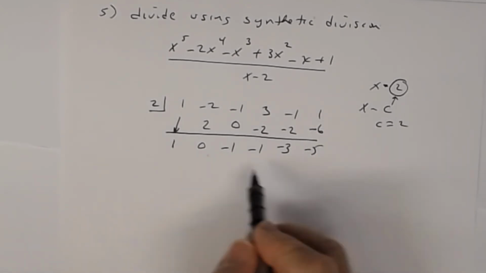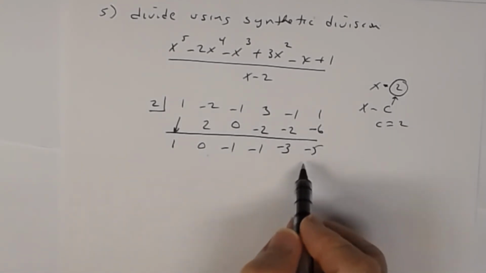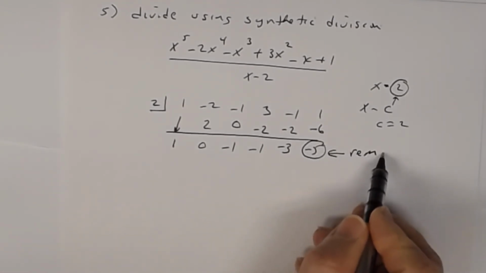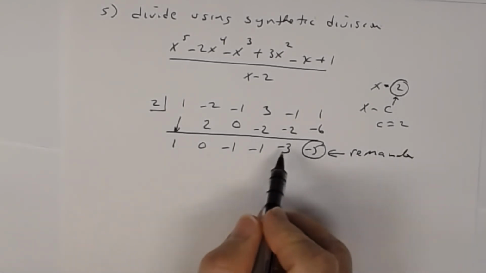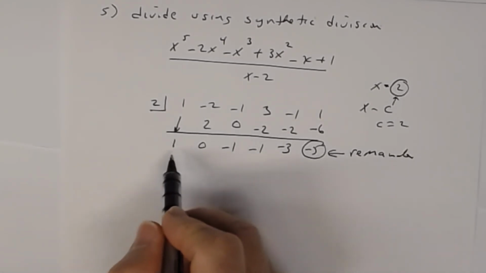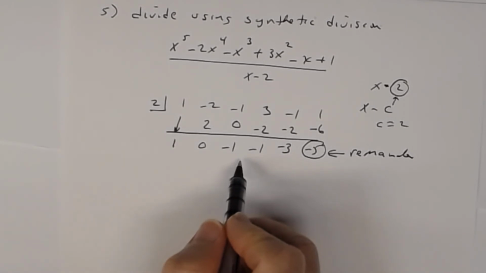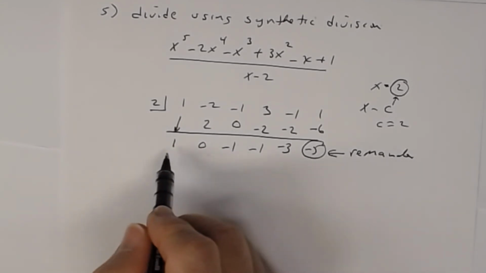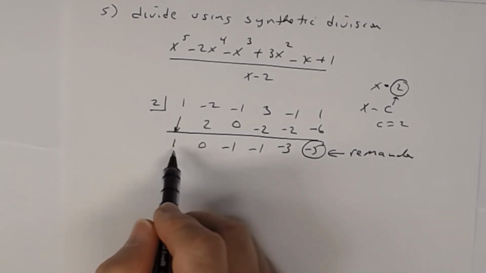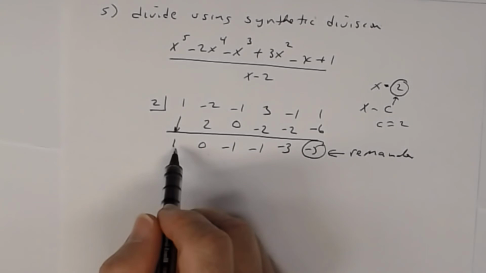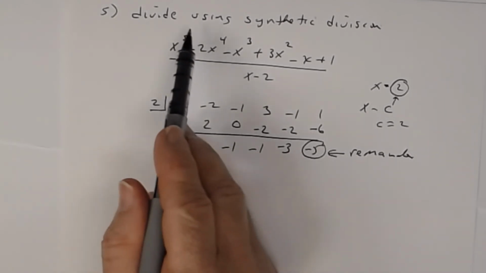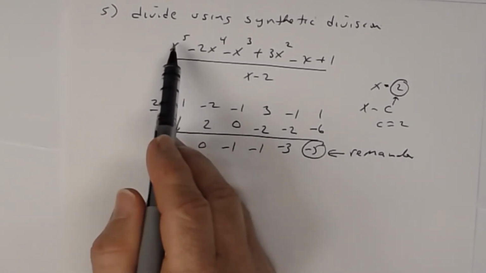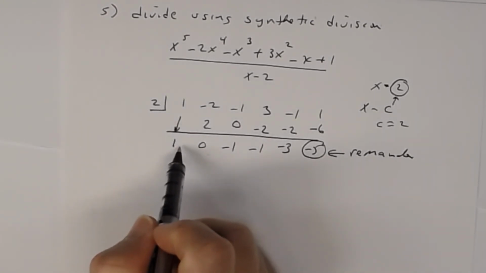So once we're done with that process of multiplying and adding, remember this last number is your remainder. Okay, that's your remainder. And so these numbers to the left are the coefficients of your quotient. Now remember that your quotient, the degree of the leading term is always 1 less than the degree of the leading term here. So if this is x to the 5th, then this must be x to the 4th. Okay?